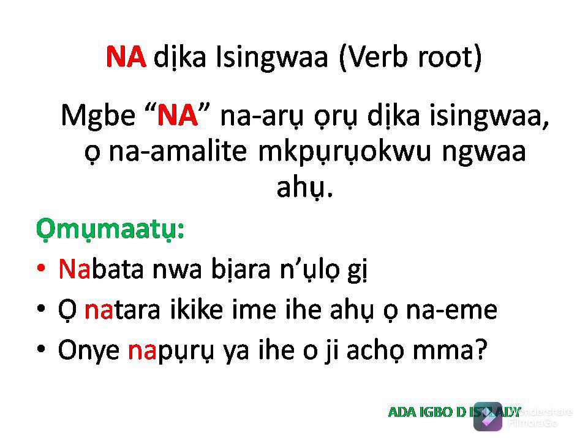When na is functioning as a verb root, it begins the verb. Mgbe na-arụ ọrụ dịka isi ngwa, ọ na-amalite ngwa ahụ. For example, nabata nwa bịara n'ụlọ gị. Ọ natara ikike ime ihe ahụ ọ na-eme. Onye napụrụ ya ihe o ji achọ mma. All these are examples of where na function as verb root.